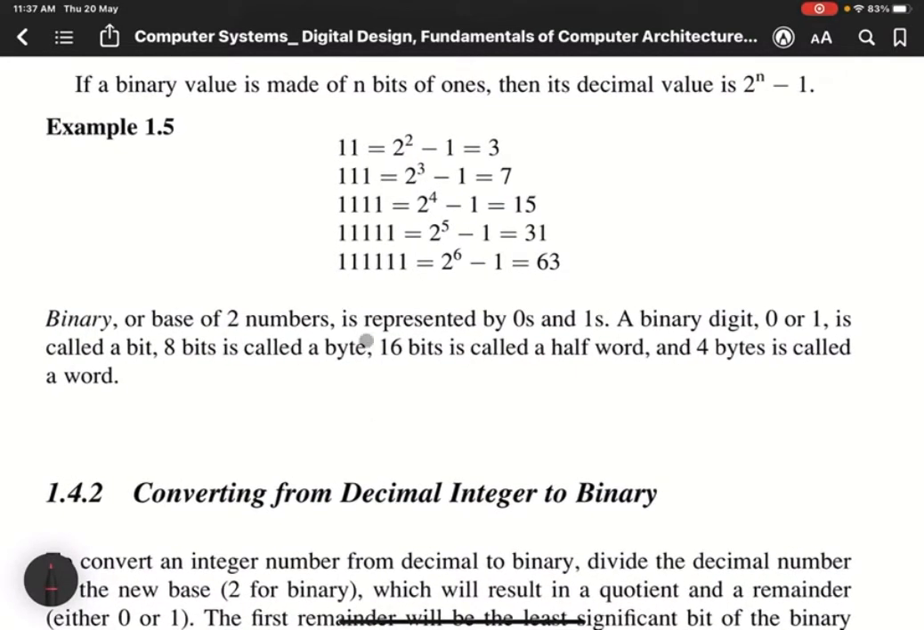Binary or base 2 numbers is represented by zeros and 1s. So, binary digit 0 or 1 is called a bit. 8 bits is called a byte, 16 bits is called a half word, and 4 bytes is called a word.